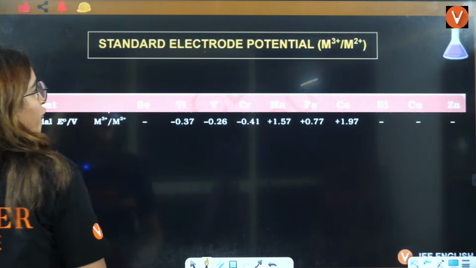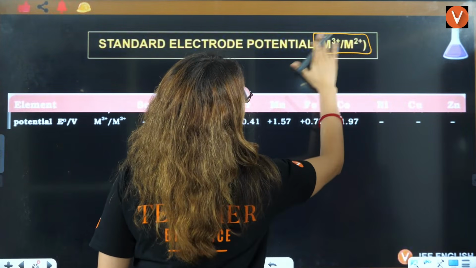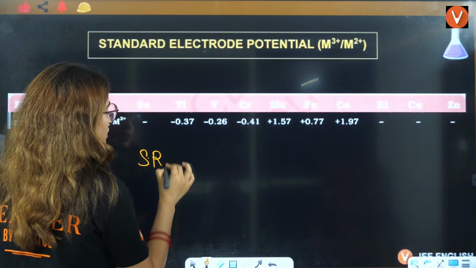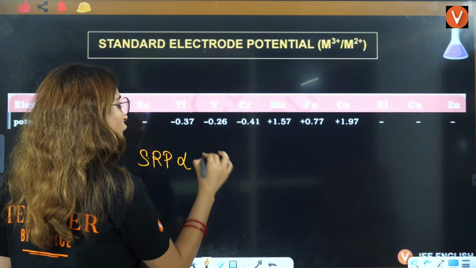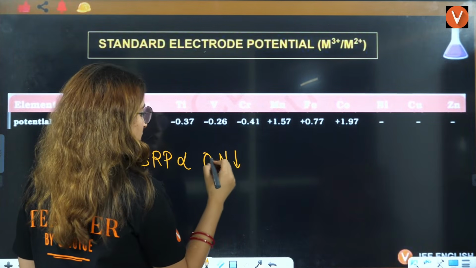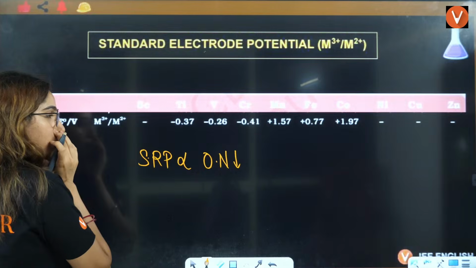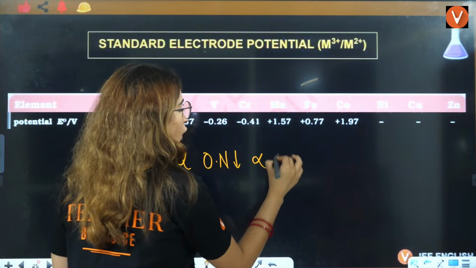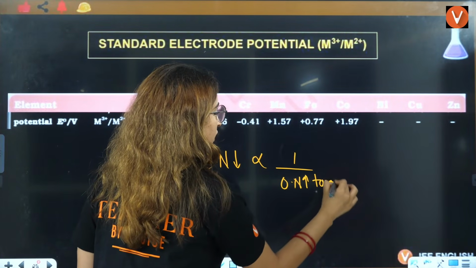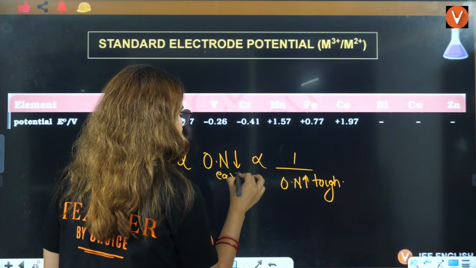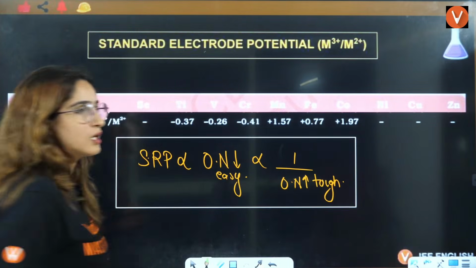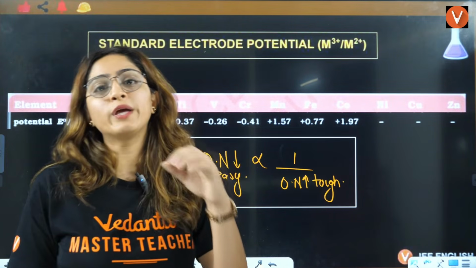Okay, so let's see standard electrode potential for M3 positive to M2 positive. Now, how do you define it? Same thing. Standard reduction potential, if it is high, then oxidation number decrement will be easy, and oxidation number increment will be tough. Okay, this will be tough, this will be easy. Simple thing, right? Now instead of 0 to +2, we are doing +3 to +2.